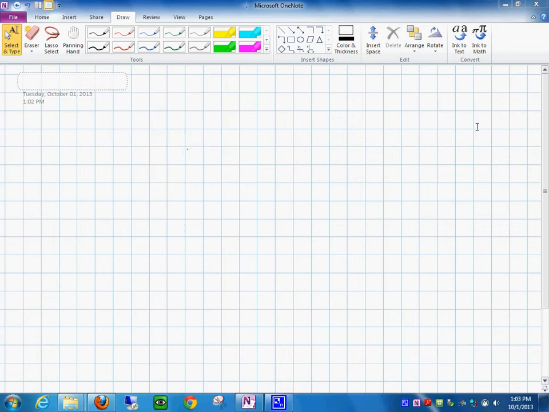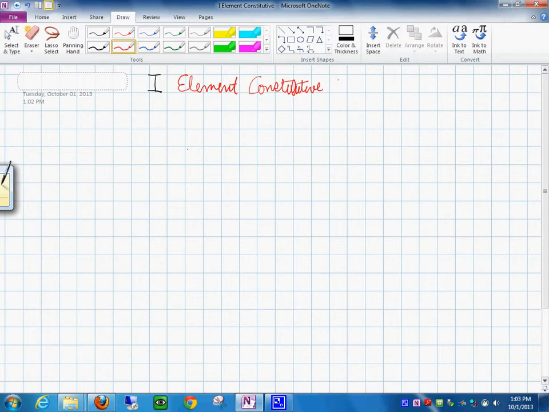Okay, we are going to look now at the I element. So let me write it down in here. Well, so we're starting with this. The I element, and then I'm gonna say constitutive equations. Okay.